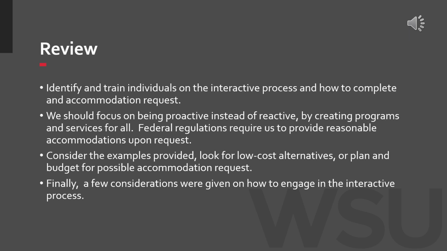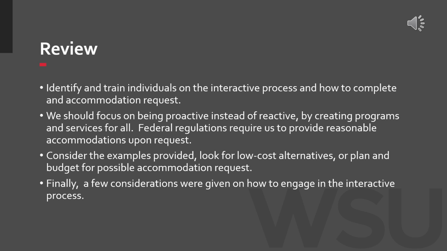Let's review. In Part 2 of this training, we learned, first, each program or activity should have an identified person to fulfill an accommodation request. The individual should be trained on how to document and collaborate in the interactive process. Once solutions have been determined, we need to notify the individual of the final decision. If an accommodation is denied, there need to be clear and concise documentation outlining the justification.